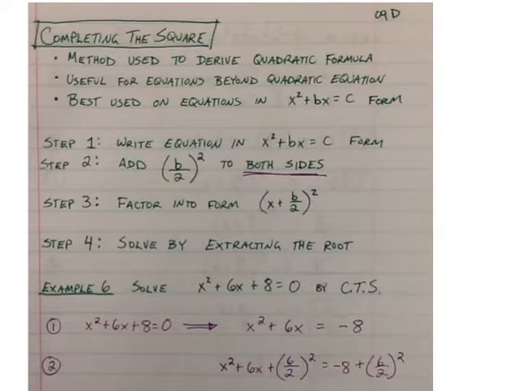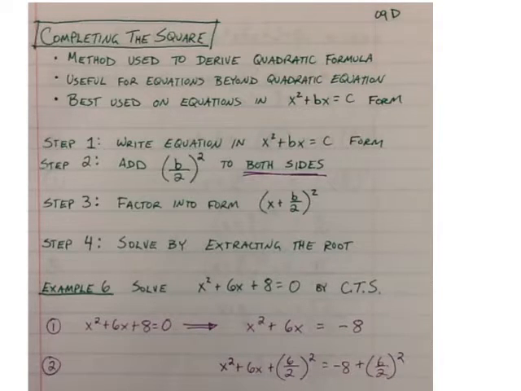Alright, the final method is called completing the square. And this is the method that was actually used to derive the quadratic formula. So people first discovered completing the square, and then from there they were able to create the quadratic formula. A lot of people don't like using completing the square because it is a little bit more tedious, but the important thing is it's actually useful for things beyond just the quadratic equation.